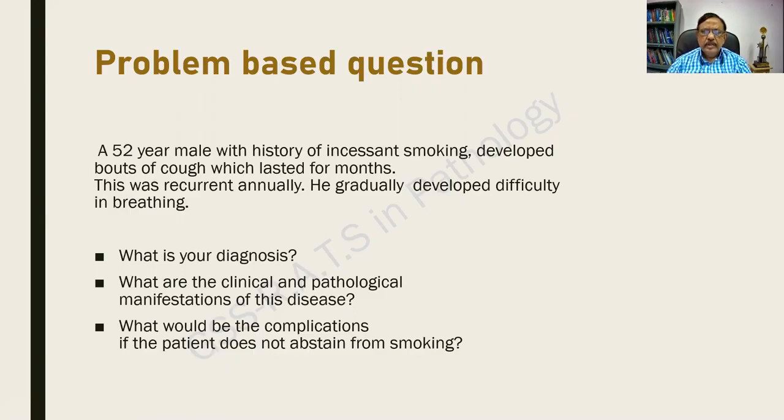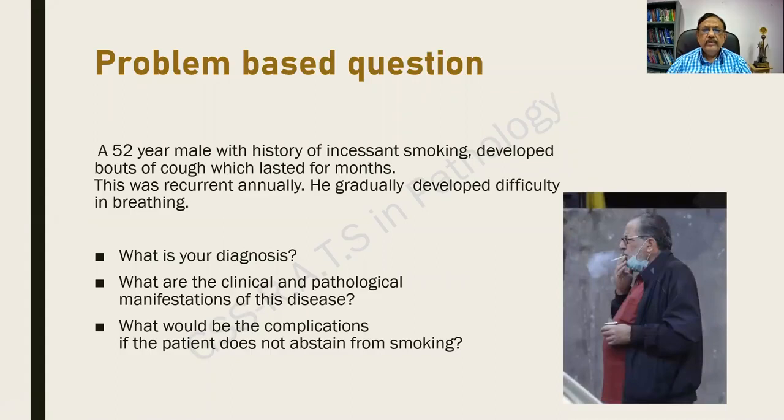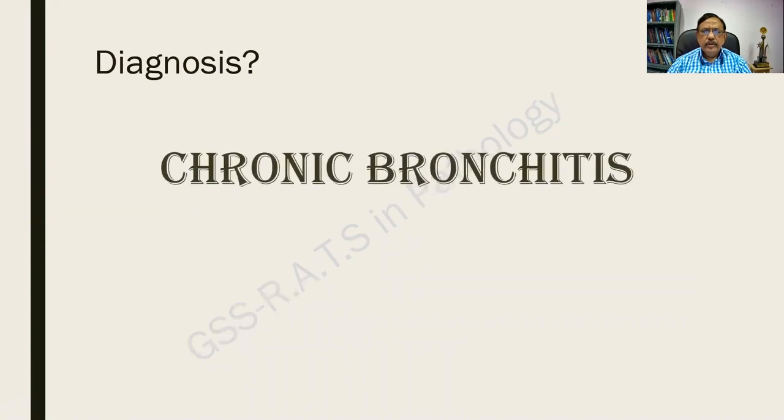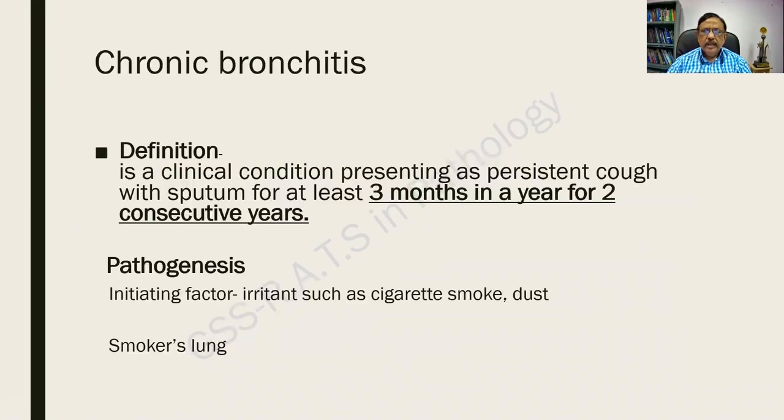Yes, I am sure that most of you have made the diagnosis. Now the clinical picture of it. The diagnosis is chronic bronchitis. Definition: it is a clinical condition presenting as persistent cough with sputum for at least 3 months in a year for 2 consecutive years. So a productive cough for 3 months in a year for at least 2 consecutive years is the definition for chronic bronchitis.